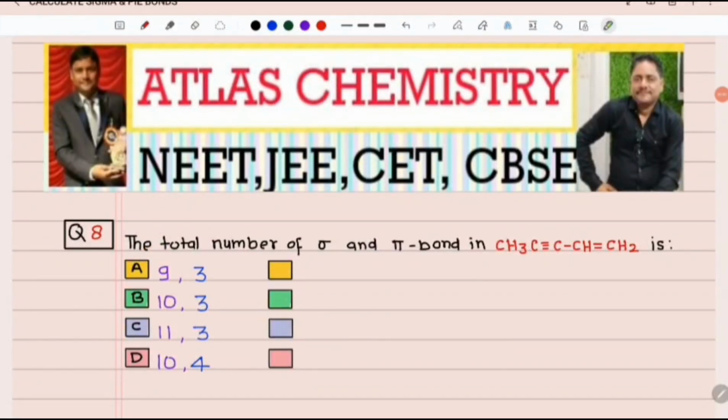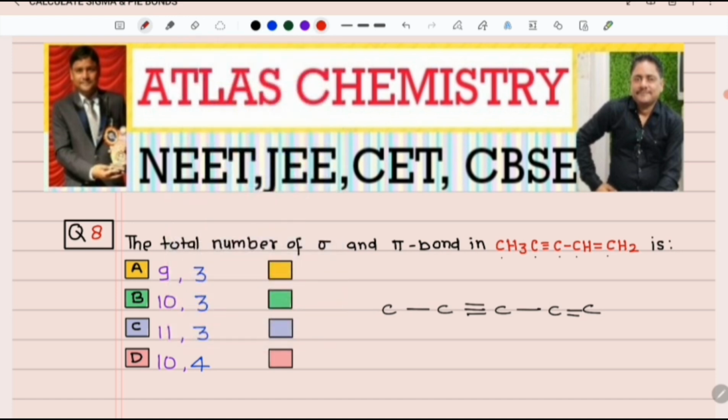Question number 8. Question 8 asks the total number of sigma and pi bonds in the given compound. If we see the structure of the given compound, it has 1, 2, 3, 4 and 5 carbon atoms. At the first carbon there is a double bond, and at the third carbon there is a triple bond, and the rest are single bonds.